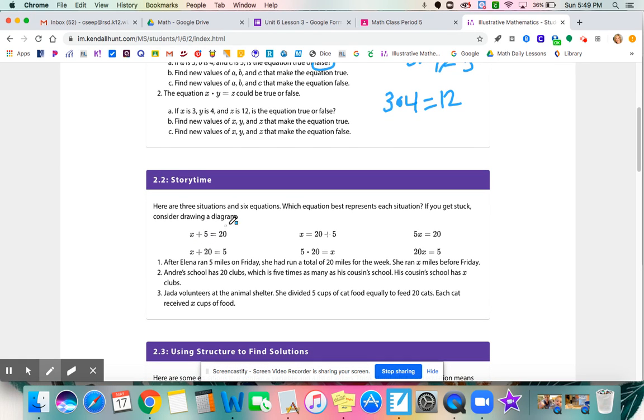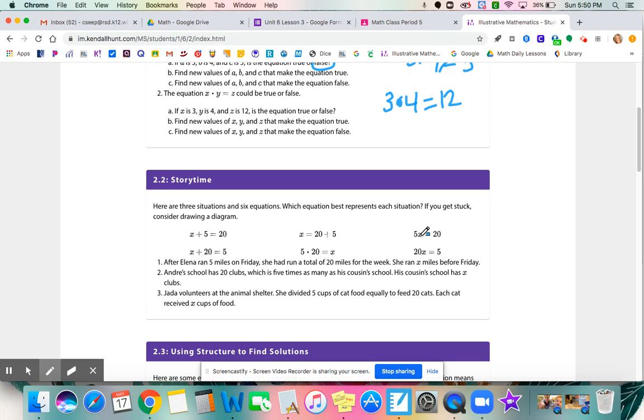So here are 3 situations, and then I have 6 equations underneath here. And they want to know which equation best represents each situation. So situation 1, after Elena ran 5 miles on Friday, she ran a total of 20 miles for the week. She ran X miles before Friday. They're trying to figure out what kind of situation that would be up here.